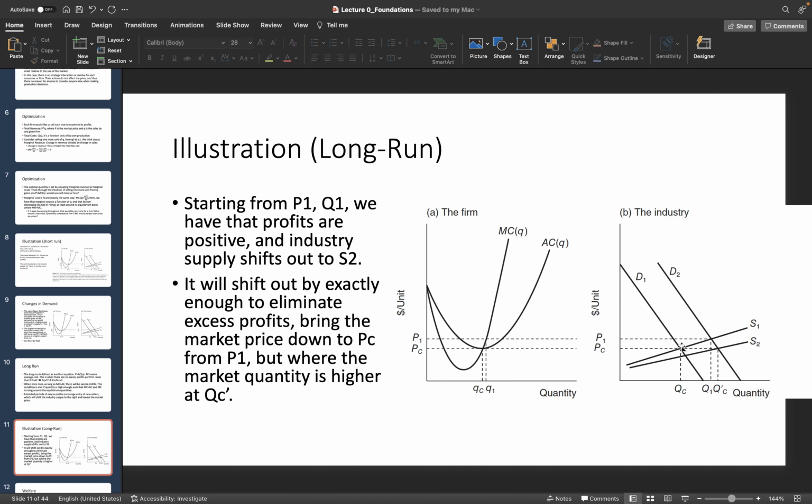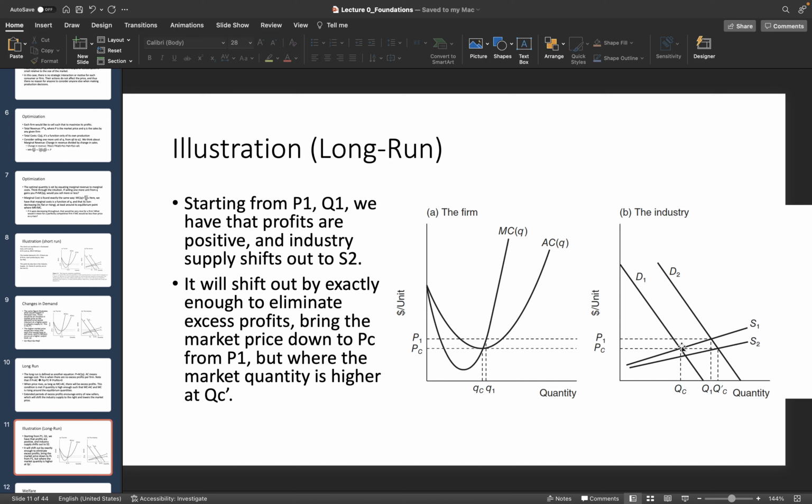Then this vertical gap here between QC and QC prime is created because of the number of new firms being greater than N. So there are more firms now. A higher number times QC is now equal to Q prime C. That's how, in fact, you would calculate what the total number of new firms is.